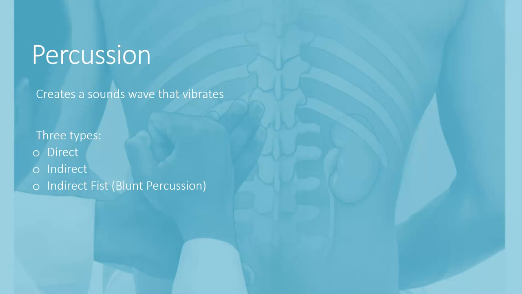Okay, percussion is another assessment technique that you will see. This is not done quite as often as the others, but it is still important to know how to do it and when it might be indicated. So when we percuss, we're creating sound waves that vibrate. Different tones are elicited depending on the underlying tissue density. There are 3 types: direct, indirect, and indirect fist or blunt percussion.